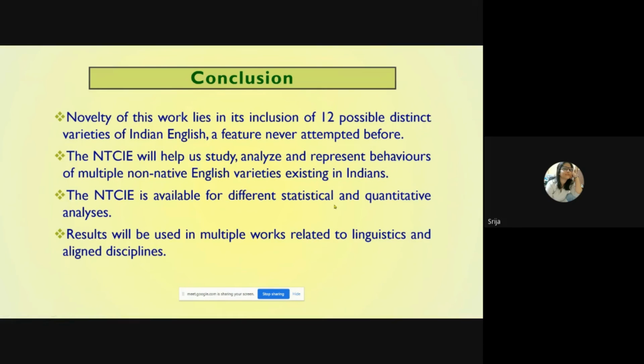Okay, so I would like to sum it up quickly. The novelty of this work lies in its inclusion of 12 possible distinct varieties of Indian English, a feature never attempted before. The NTCIE will help us study, analyze, and represent behaviors of multiple non-native English varieties existing in India. The NTCIE is also available for different statistical and quantitative analysis. Results will be used in multiple works related to linguistics and aligned disciplines. So this was it, and thank you.